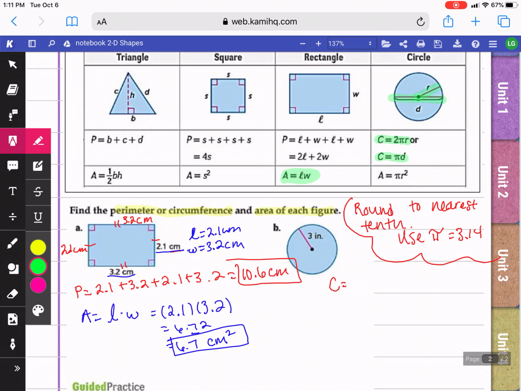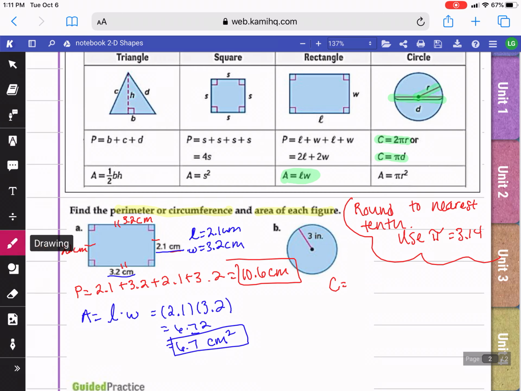So you have to look at what's given to you. So in this example, they gave us halfway, so our radius is 3 inches. So I'm going to use the formula for radius, which is C equals 2 pi r.